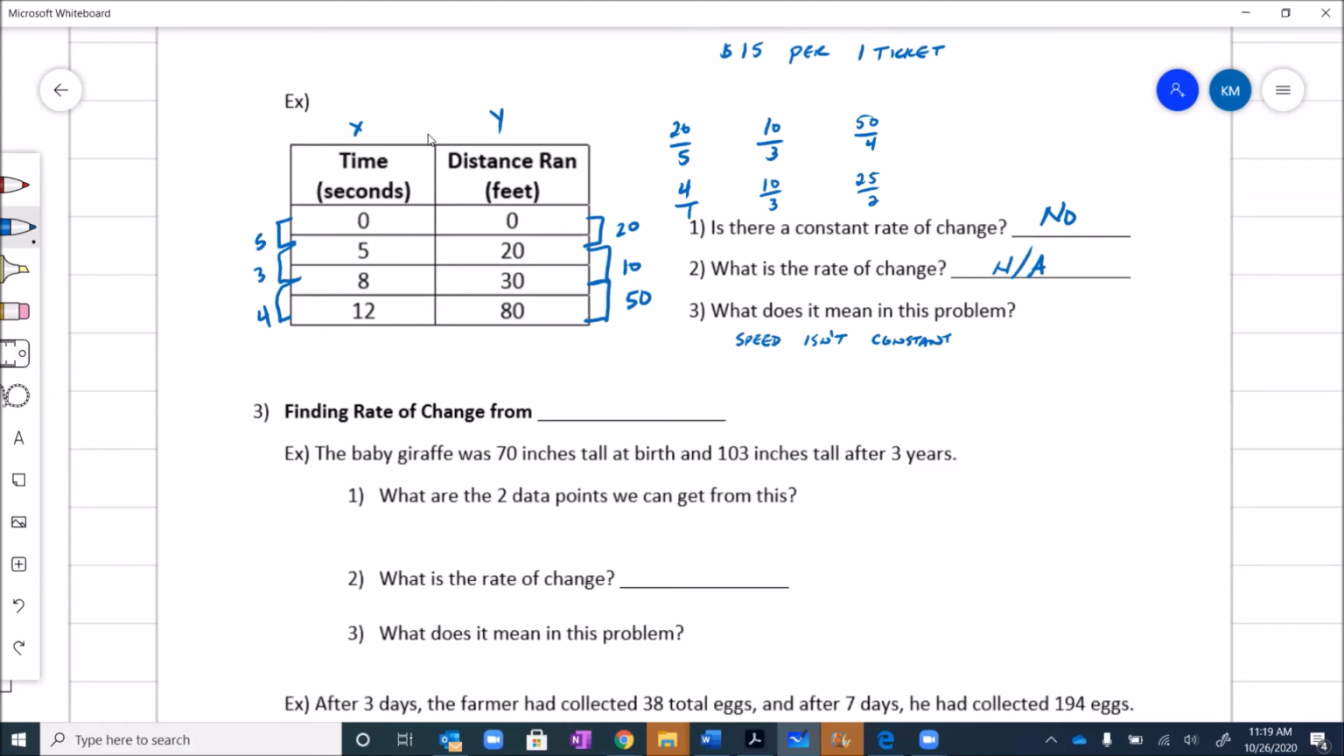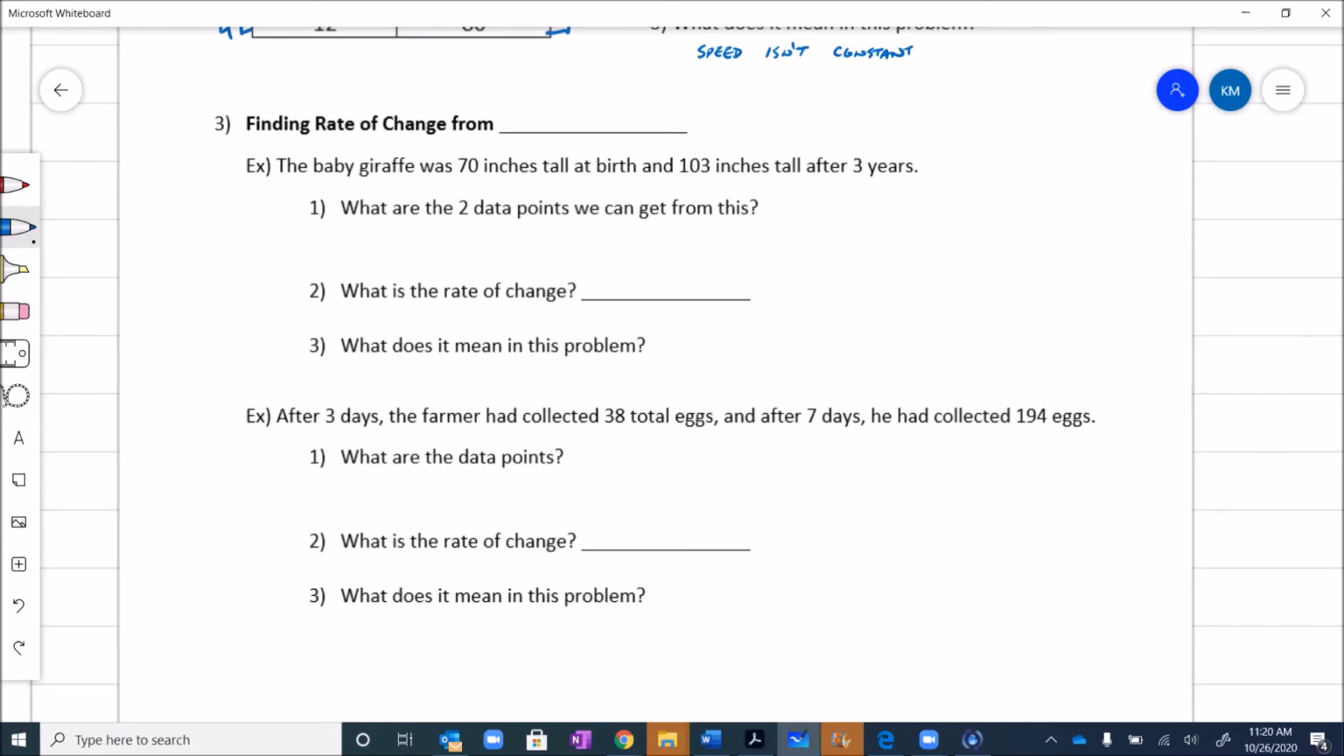We can also find a rate of change from 2 points. Really we were already doing that in the table, but here we're going to be given 2 points a little bit differently. It says the baby giraffe was 70 inches tall at birth and 103 inches tall after 3 years. What are the 2 points of data we can get from this? They didn't give us 2 points. They just gave us a sentence.